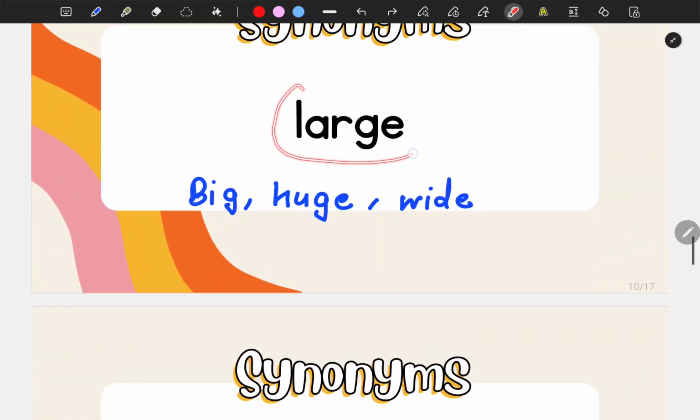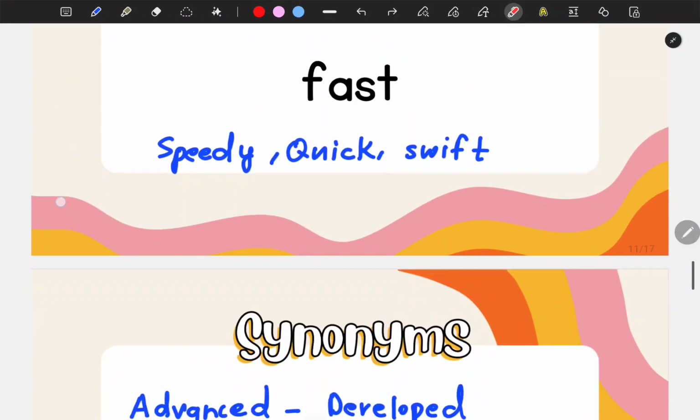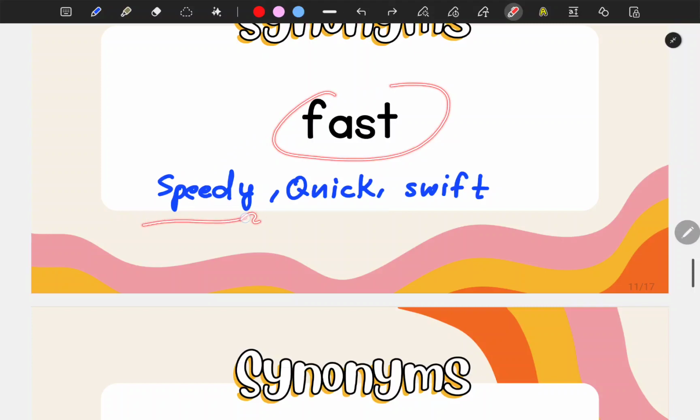Another word we have is large. Large means big, or you can say huge or wide. Fast means speedy, quick, swift. And quick, spelling, don't misunderstand, just quick.